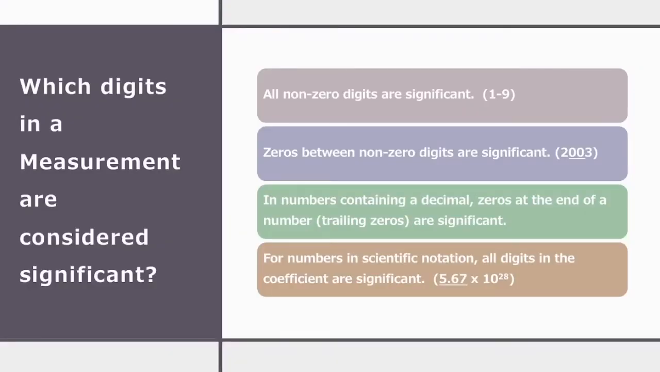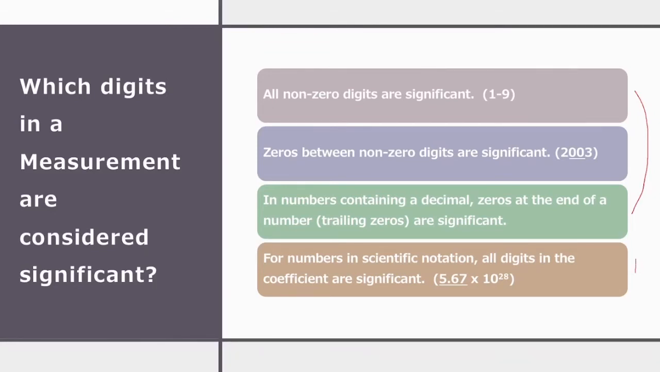All right, so which digits in a measurement are considered significant? There are some rules for determining that, and three major ones. These first three up here are the major rules. All non-zero digits are significant, so any digit between 1 and 9. Zeros that fall between two non-zero digits, so they're sandwiched in there like an Oreo. And numbers containing a decimal: all of the zeros at the end of that are going to be significant. None of the zeros in the front, just the ones at the end, if there's a decimal.